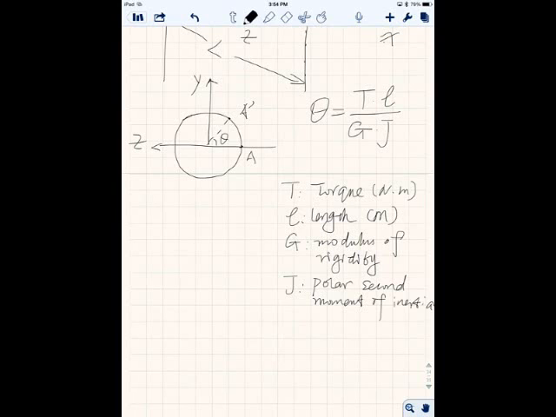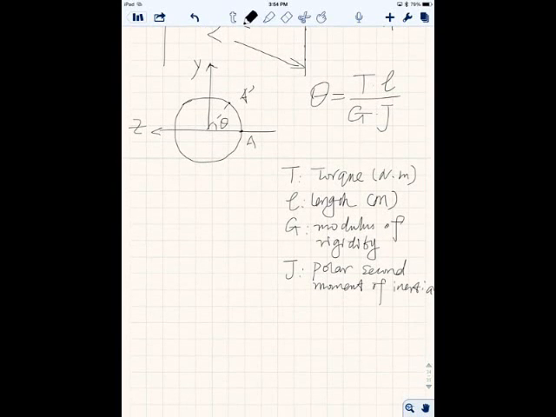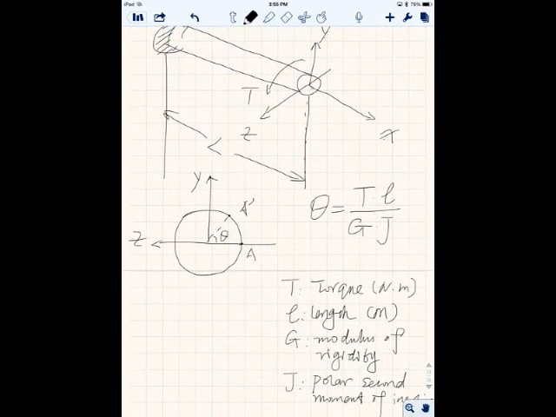Okay, it's also easy to understand. The higher the torque you apply, of course, this amount of change, this theta, will be higher, right? Now, the longer it is, the more it'll be. Why? Because if this beam is really short and we apply the same amount of torque, it becomes more rigid. It's like a beam that, if it's really long, is not that rigid when you have a concentrated force in the center. It's the same idea. And G, the modulus of rigidity, is very similar to Young's modulus.